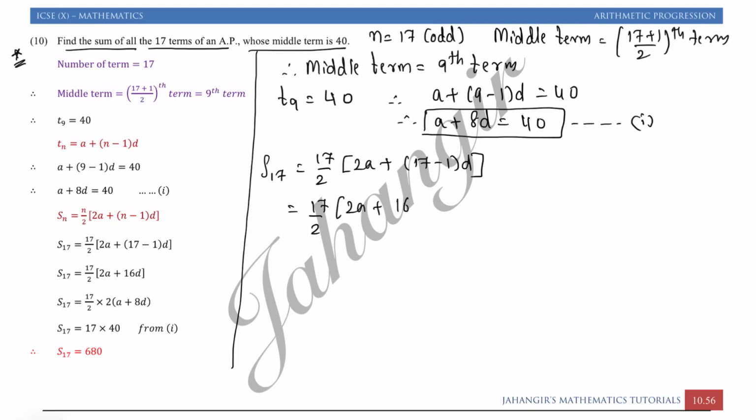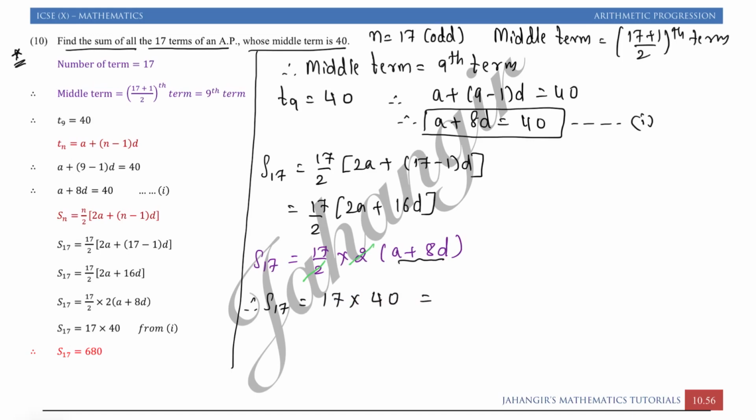2a plus 16d. From the bracket you can take out 2 common. So we will get 17 by 2, taking out 2 common from the bracket, you will get a plus 8d. So 2 and 2 will get cancelled. So finally you will get, therefore S17 is equal to 17 into a plus 8d, whose value is 40.